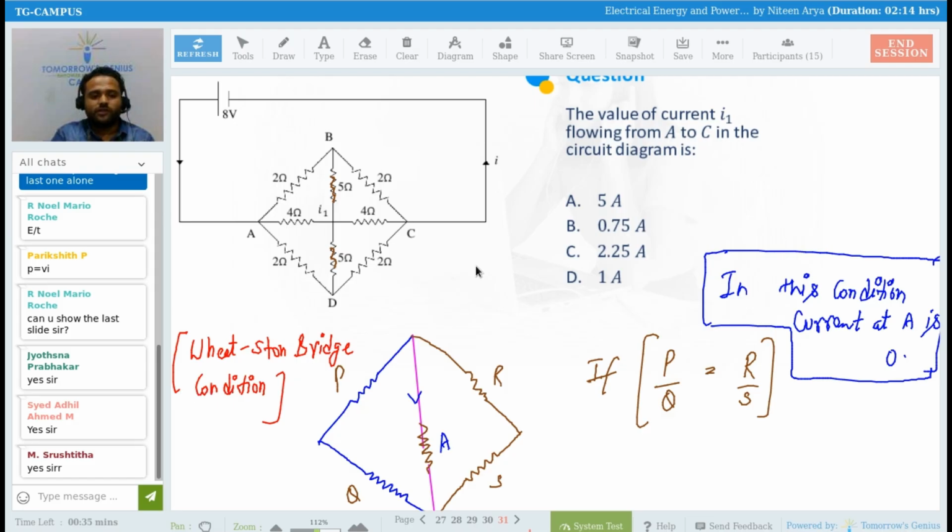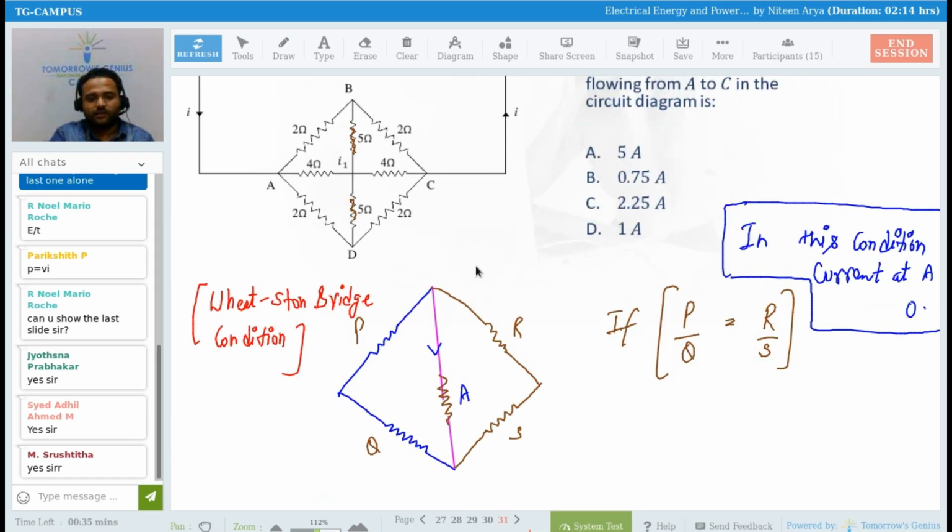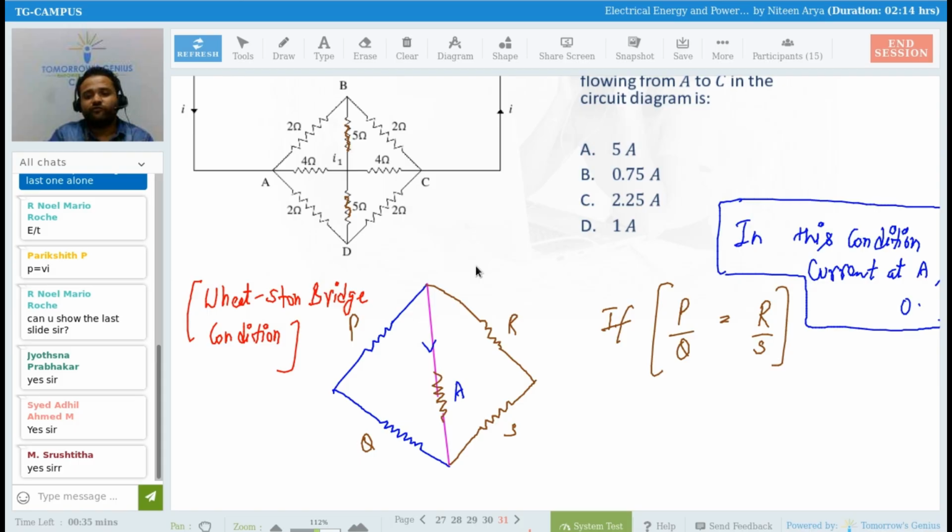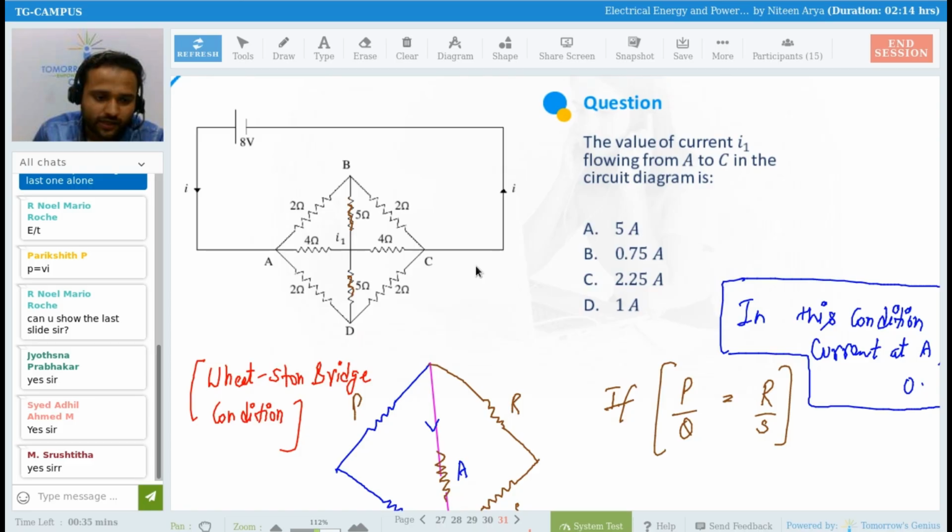Okay, so what is the meaning? See, I'll explain again. If P by Q equals R by S, in this condition, the current at A is 0. At A, you can put anything. Anything means anything. So, following this condition, suppose AB divided by AD, 2 by 2, equals BC divided by DC, 2 by 2.